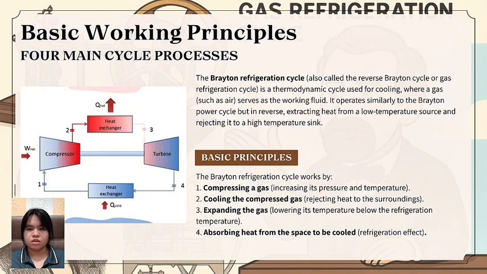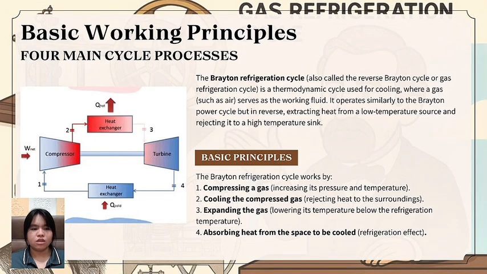This is a thermodynamic cycle used for cooling where a gas, such as air, serves as the working fluid. It operates similarly to the Brayton power cycle but in reverse. It extracts heat from a low temperature source and rejects it to a high temperature sink. And the Brayton power cycle extracts heat from a high temperature source and rejects it to a low temperature sink. So that is why we say that the gas refrigeration cycle is similar to the Brayton power cycle.